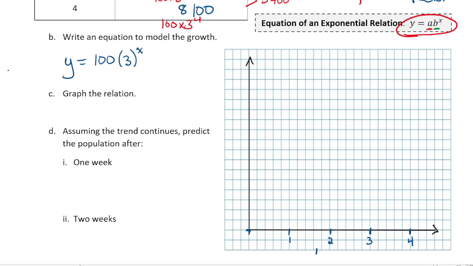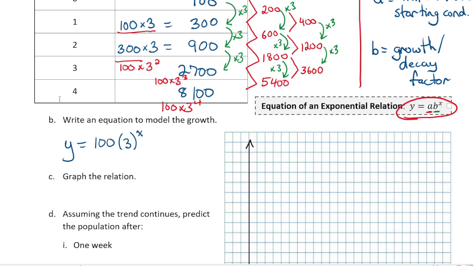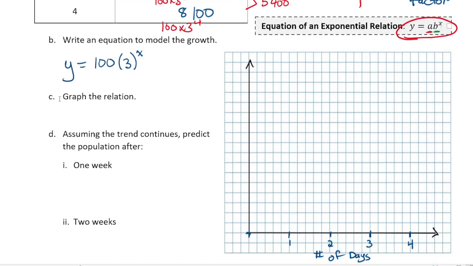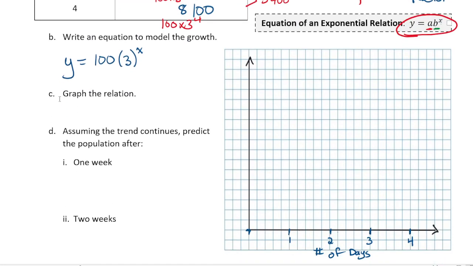And this will be the number of days. And then my y-axis, we have to get all the way to 8,100. So let's see, we'll count by thousands, and see how many we can get to for 9,000. So 1, 2, 3, 4, 5, 6, 7, 8, 9. It just fits twice. So every 2 lines will be 1,000. That's 1,000, 2,000, and so on.